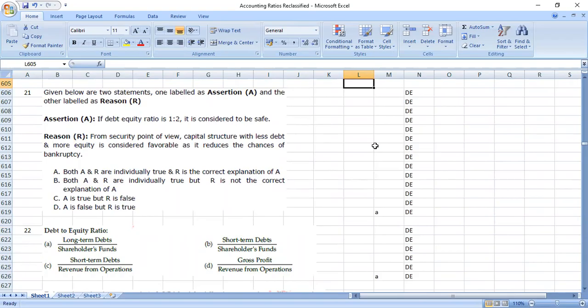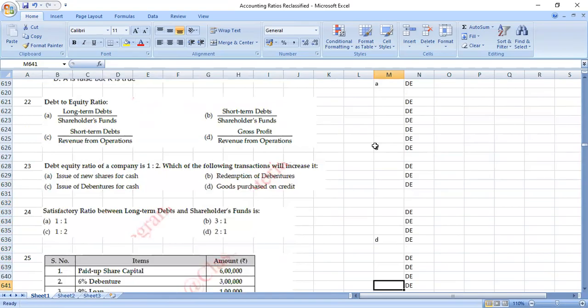If debt equity ratio is 1:2, it is considered to be safe. From security point of view, the capital structure with less debt and more equity is considered favorable. It's true. The maximum level you can have for debt equity is 2:1. But when the debt is less than equity, it's good for the company because the company can always pay the third party liabilities. So both A and R are correct, and R is a correct explanation of A. Debt equity ratio is long-term debts divided by shareholders' funds.